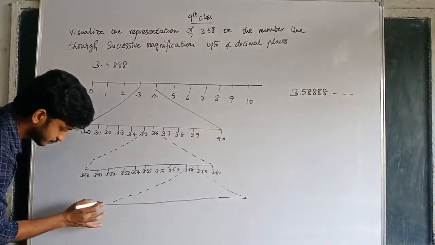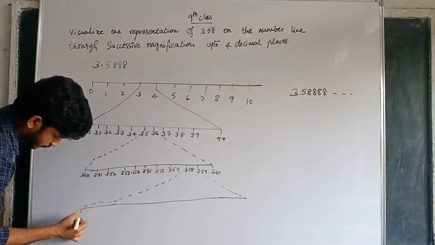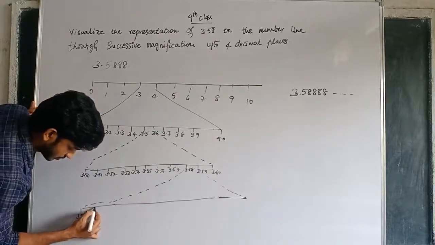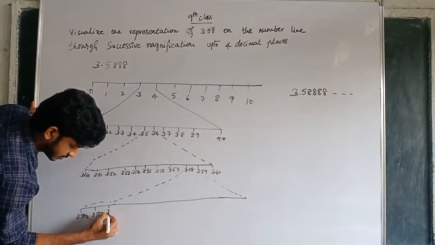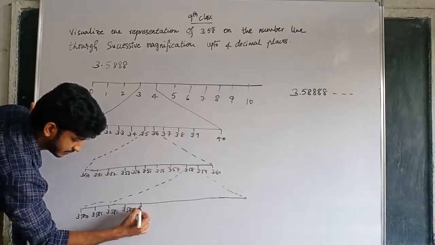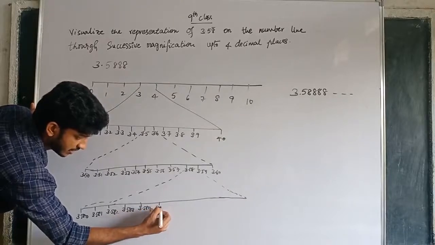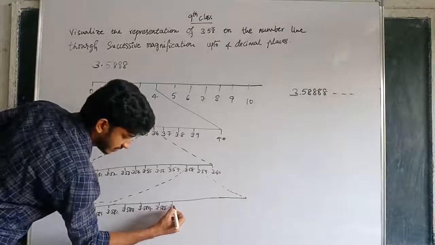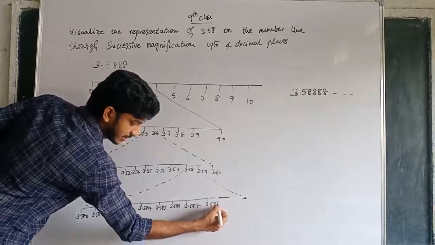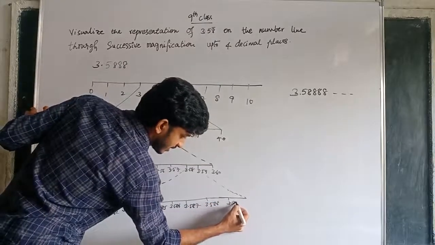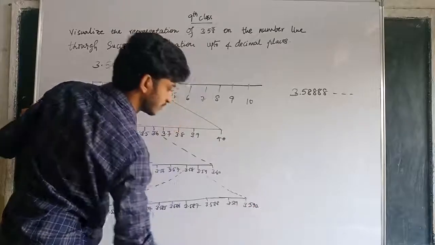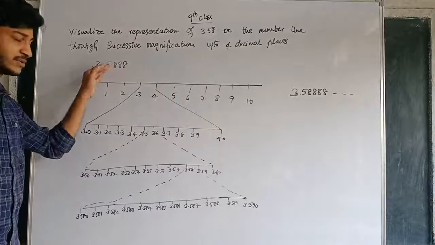Okay, see here: 3.580, 3.581, 3.582, 3.583, 3.584, 3.585, 3.586, 3.587, 3.588 and 3.589, 3.590. So we want 3.5888.